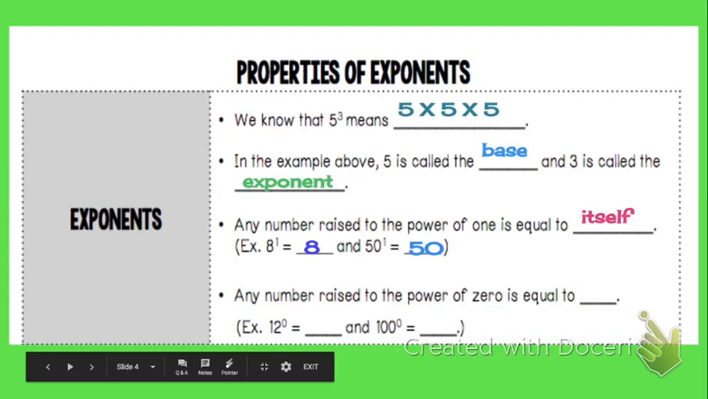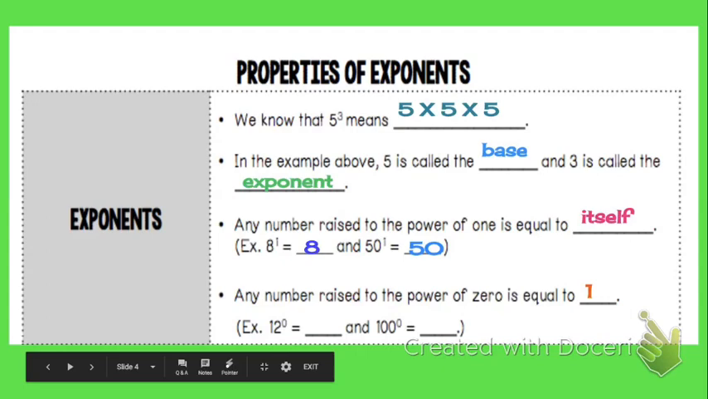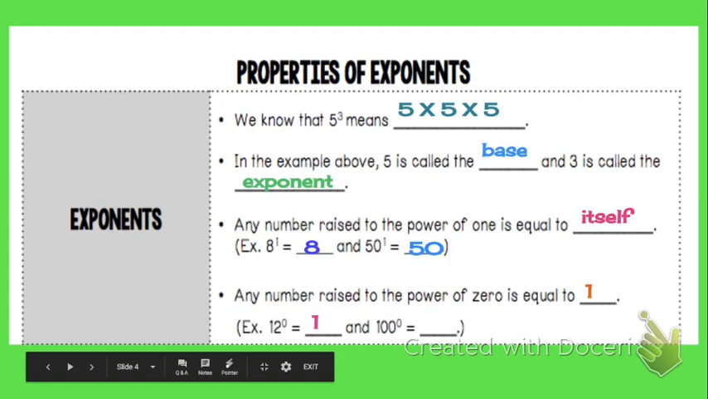And then any number raised to the power of 0 is equal to 1. So if you have 12 raised to the power of 0, that's 1. And if you had 100 raised to the power of 0, that would also be 1.